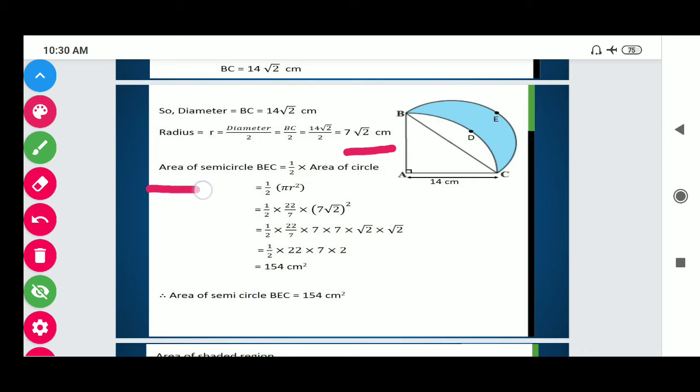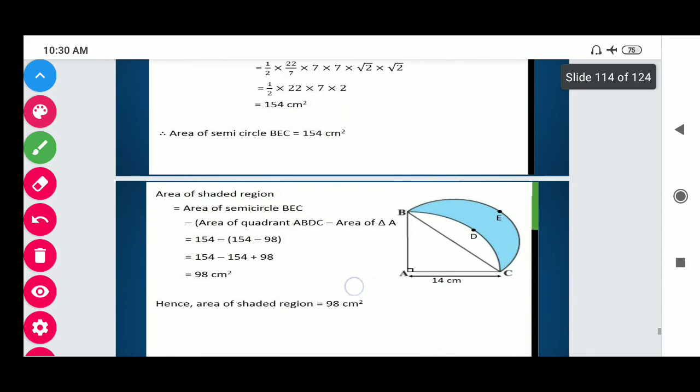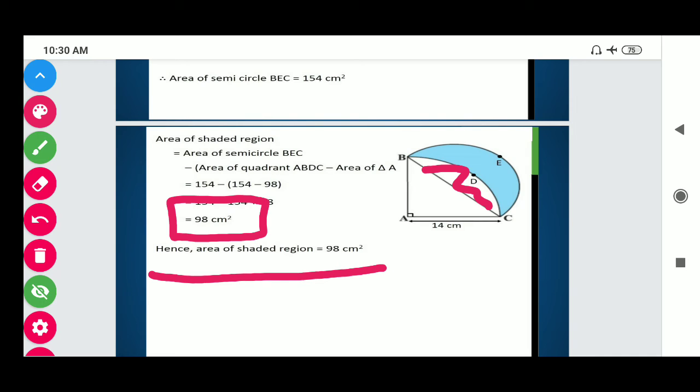Now area of semicircle BEC is half of the area of the circle, that is pi r squared over 2. Using the value r equal to 7 root 2, we get 154 square centimeter. This is the area of the semicircle. Now we have to find the shaded region. For that, area of semicircle BEC minus area of quadrant minus area of triangle ABC. So by calculating we get 98 square centimeter. Hence area of the shaded region is 98 square centimeter.